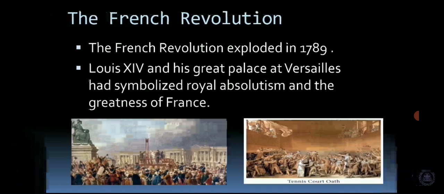The French Revolution. The French Revolution exploded in 1789. France, before the Revolution of 1789, had enjoyed unchallenged power for nearly 140 years. Louis XIV and his great palace at Versailles had symbolized royal absolutism and the greatness of France. Louis XVI had summoned the Estates General in May 1789. This body consisted of the representatives of three classes, or three estates as they were called: the clergy, the nobles, and the commons. Clergy includes men and women engaged in religious duty.